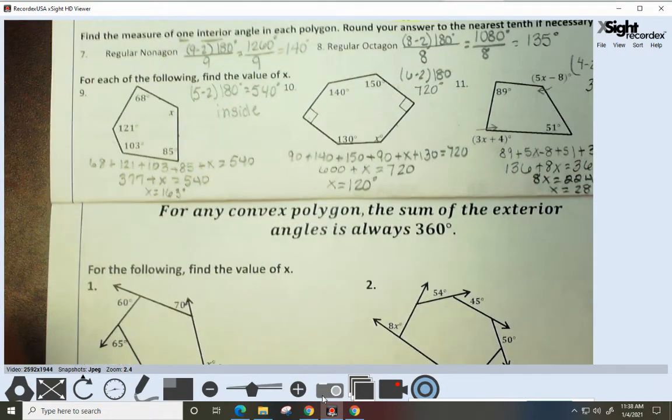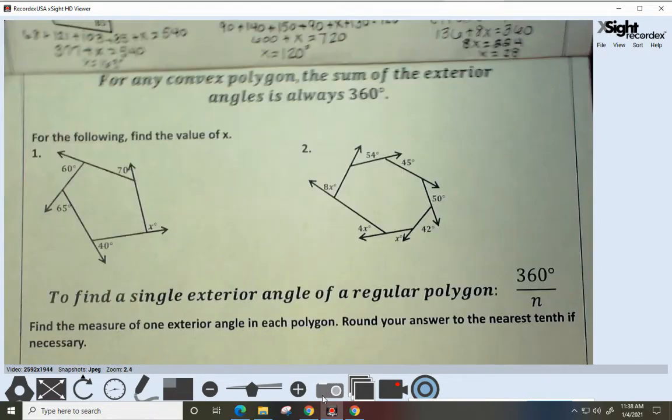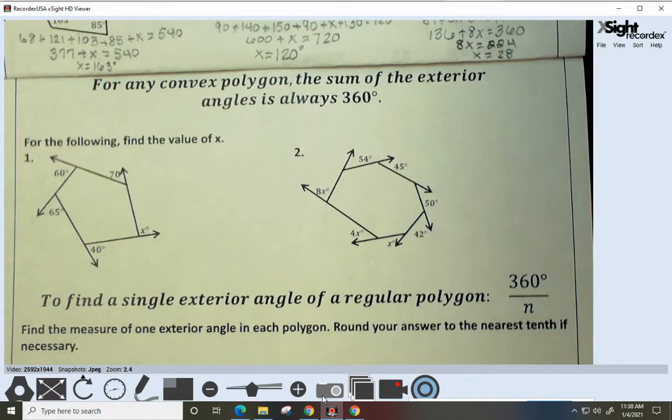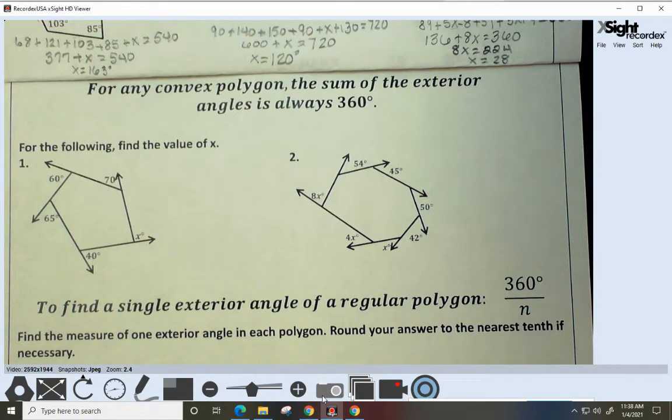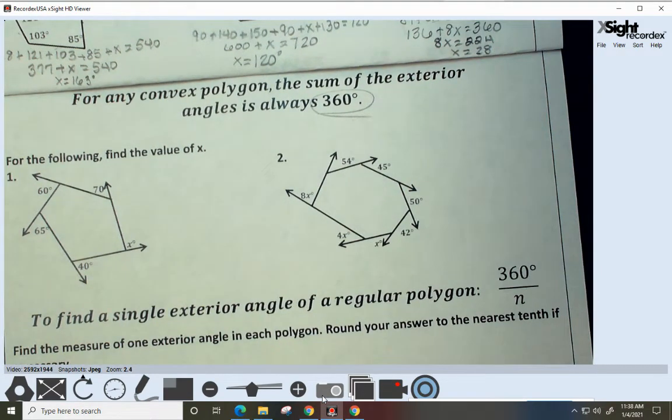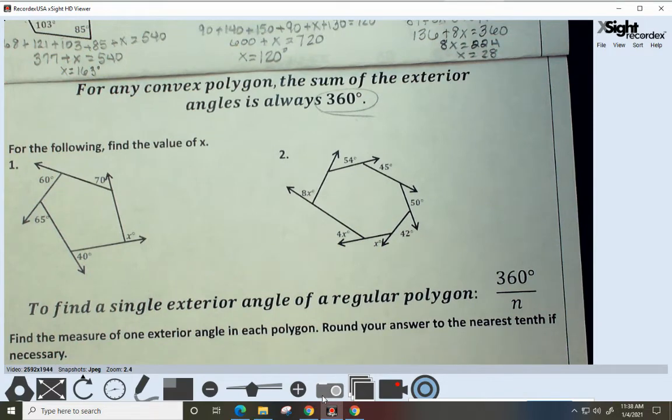Then we look at exterior. Not only do we have interior angles, but we also have exterior angles. And for any convex polygon, the sum of your exterior angles is always 360. I don't care if it's a 17-sided polygon or a triangle. All exterior angles add to 360 degrees. There is nothing for me to find.